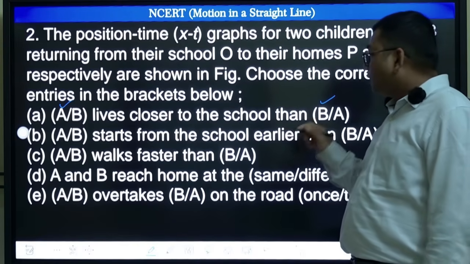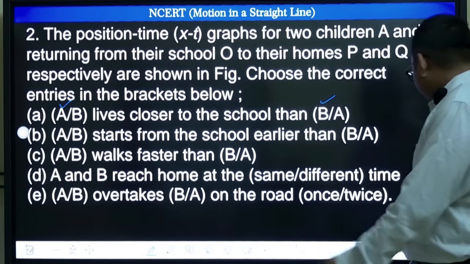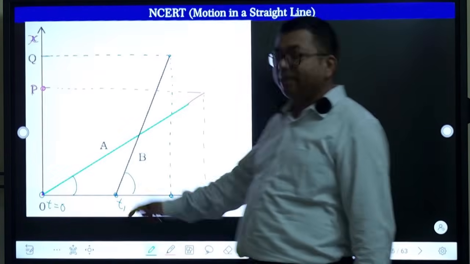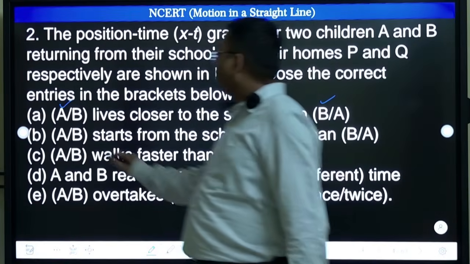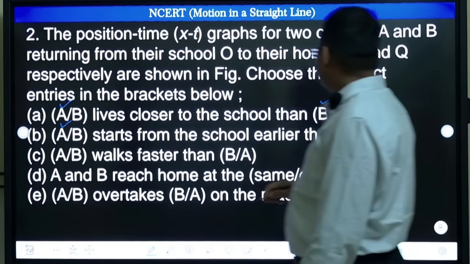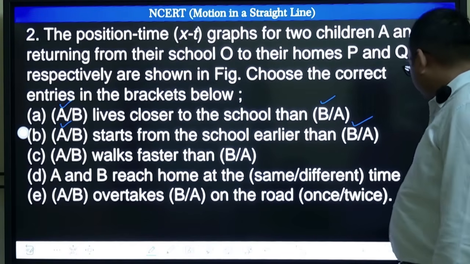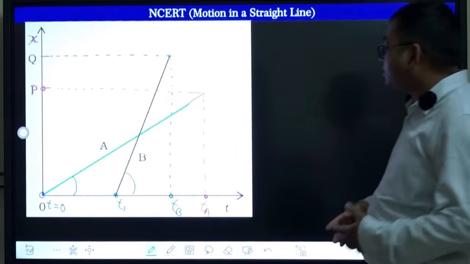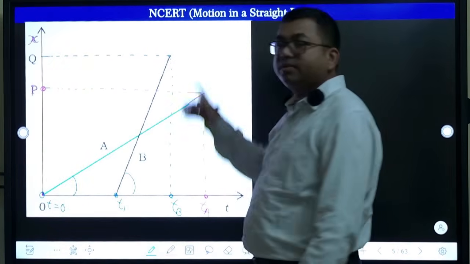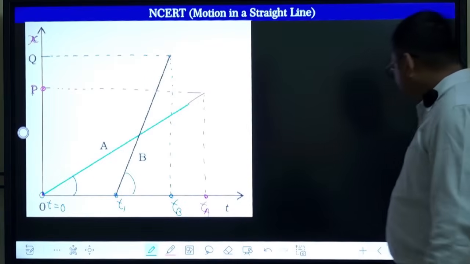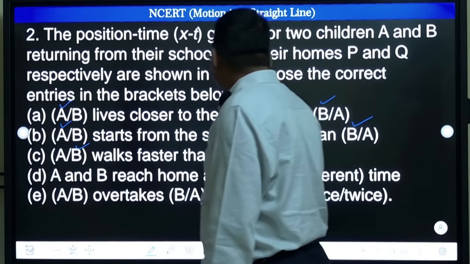Then, does A or B start from the school earlier? Who starts earlier? You can see in the graph that A has started earlier, at time 0. So A starts earlier than B. Then, does A or B walk faster? Faster means higher speed. You can see the slope of B is larger. Larger slope means larger speed. So B is faster. B walks faster than A.